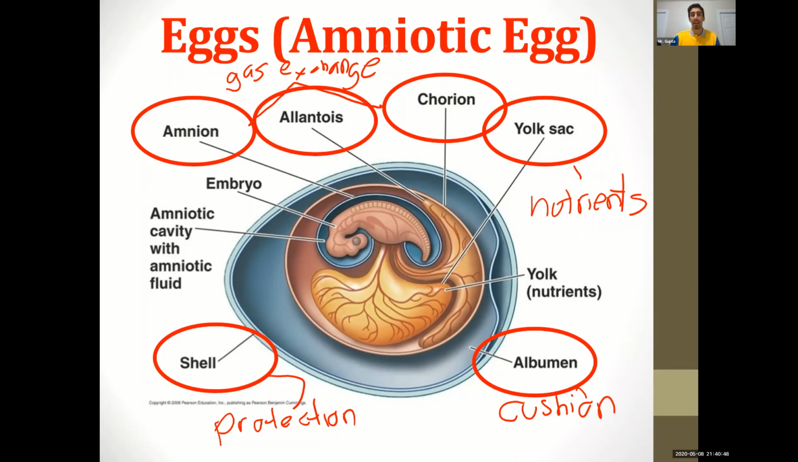And finally, the allantois. The allantois, which I'll write up here, it serves as the waste beaker. So this embryo, it produces waste, just like all other organisms. And in a shell, that waste can't escape. So the allantois, it acts as a waste beaker. All of the waste is collected in the allantois.